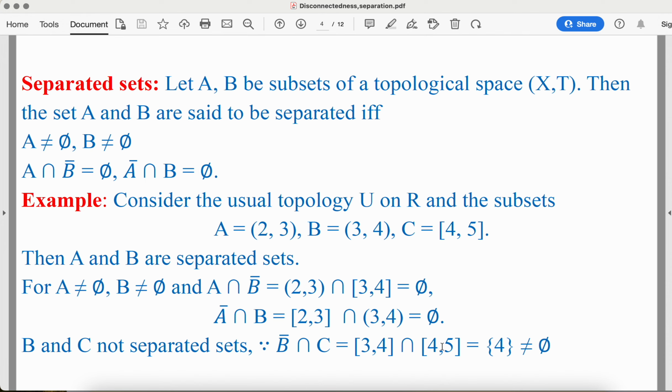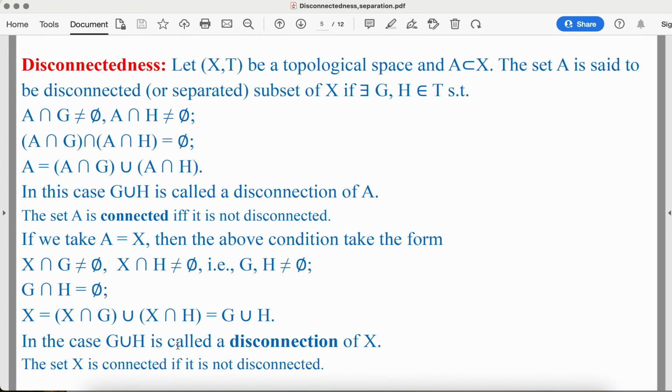So their intersection will come out to be the singleton set {4}. It is not empty. It means the closures of B and C are not disjoint. So it means B and C are not separated.